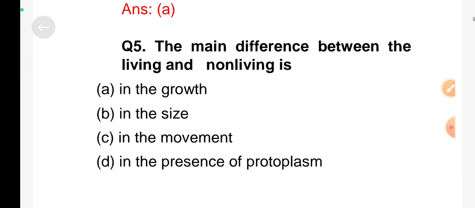Next question. The main difference between the living and non-living is option A, in the growth. Option B, in the size. Option C, in the movement. Option D, in the presence of protoplasm. Right answer is option D, in the presence of protoplasm.